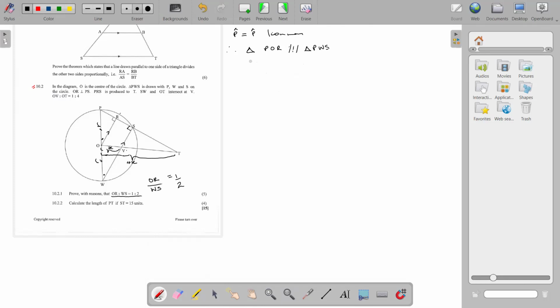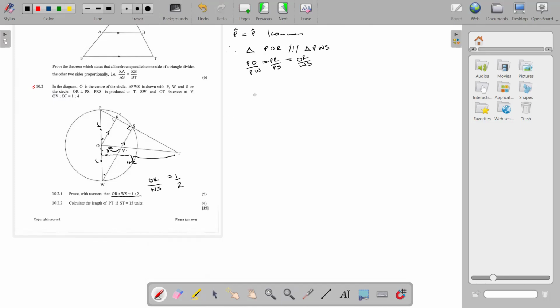Therefore, we can now say PO over PW is equal to PR over PS, which is equal to OR over WS. The reason is those similar triangles.